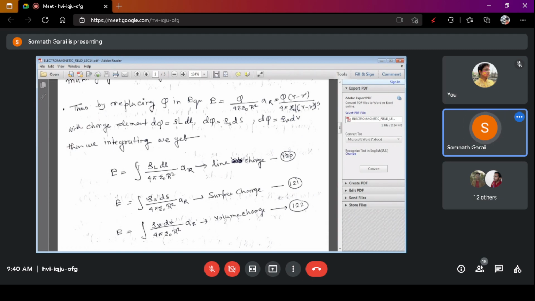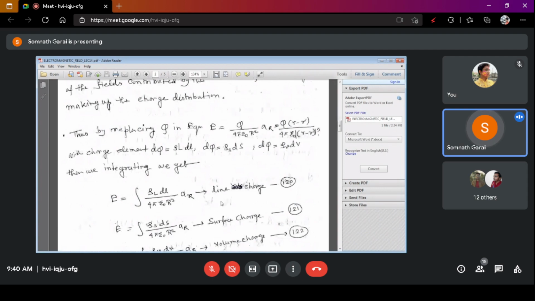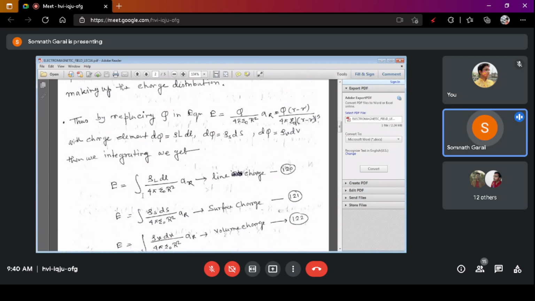So capital E is equal to the integration over rho L dl, that is q, divided by 4 pi epsilon naught r square into a_r, right? So that is the line charge distribution. Equation number 120 is the electric field intensity for the line charge. So E is equal to the integration over rho L dl divided by 4 pi epsilon naught r square a_r, that is the electric field intensity for the line charge.